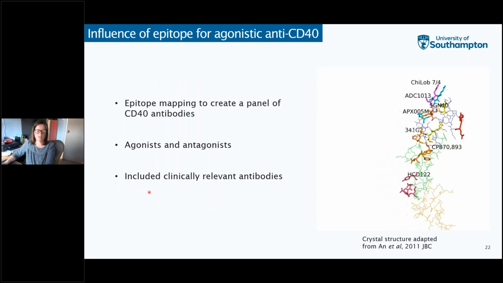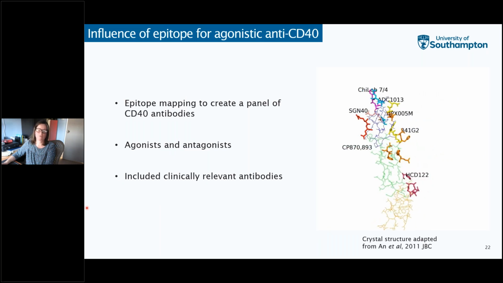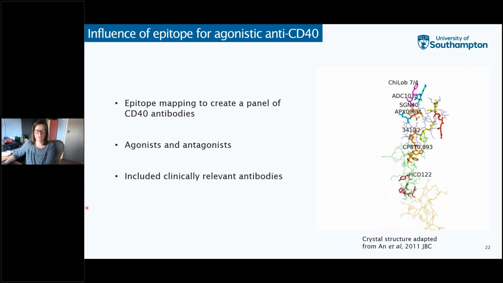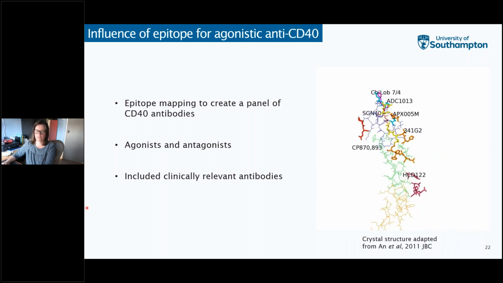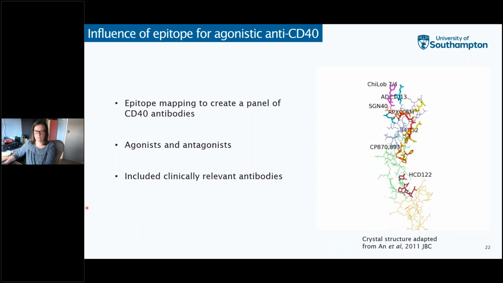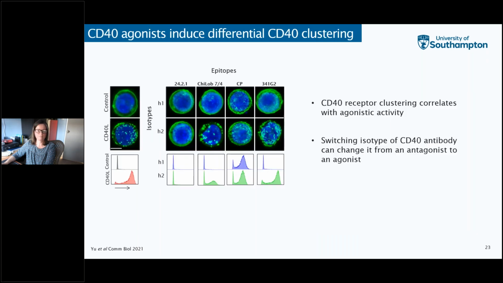So Ben carried out epitope mapping by various methods to deduce where the epitopes of a panel of CD40 antibodies were. And these antibodies encompassed both agonists and antagonists, and they included some antibodies which are currently in clinical trials. So he found that CD40 agonists induce differential clustering. In this experiment, we have Jurkat cells which express human CD40, shown here in green, and they were assessed with this panel of clinically relevant CD40 agonists and antagonists.